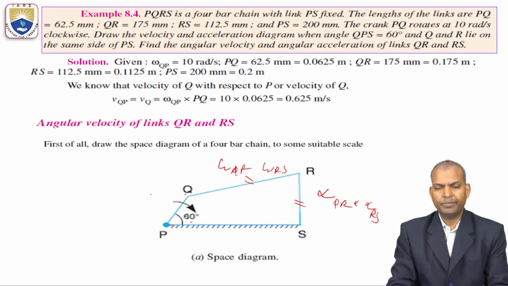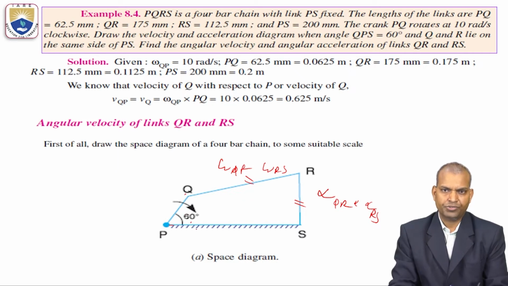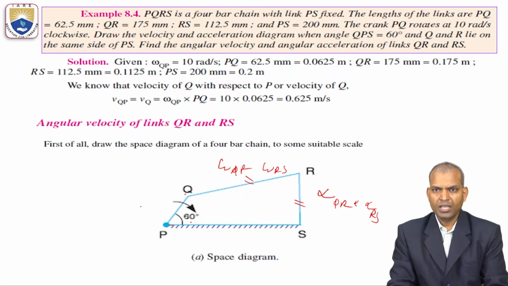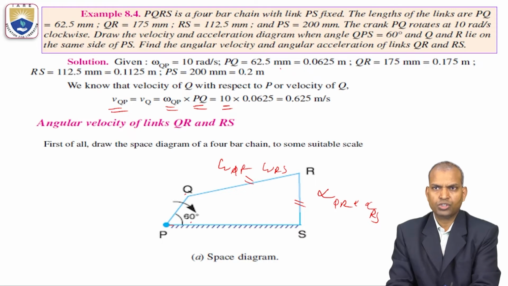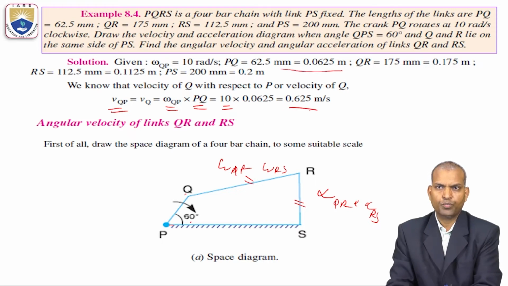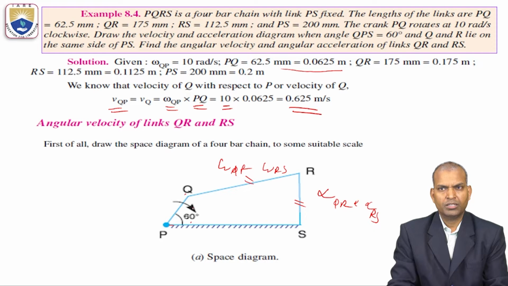With the given geometry, we have to draw the space diagram. The space diagram is obtained like this. Now from this we find the linear velocity of the link PQ. VQ equals omega QP times PQ. Omega QP is 10 radians per second times the PQ length, 0.0625 meters, which equals 0.625 meters per second.